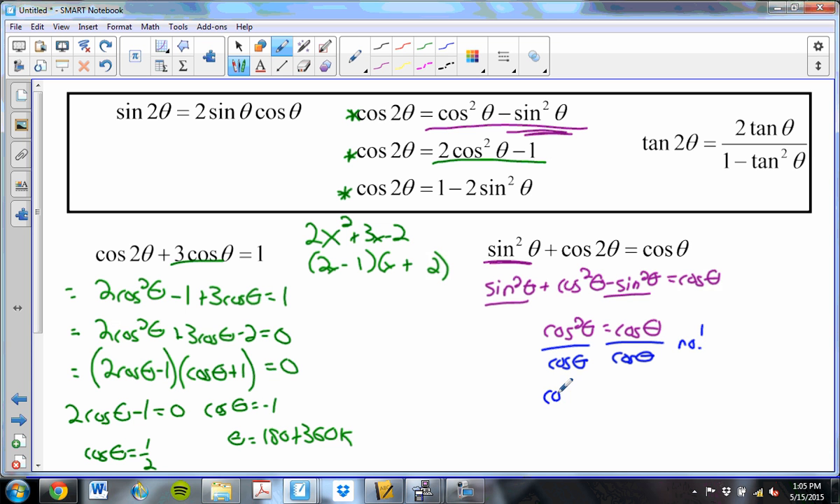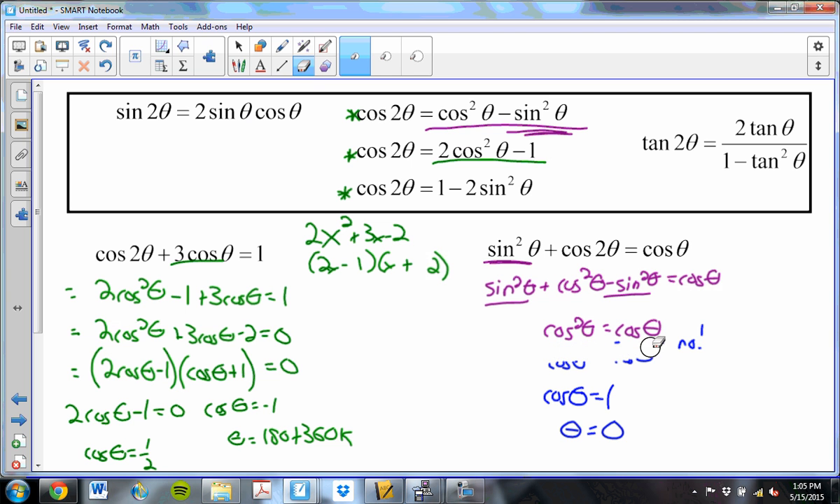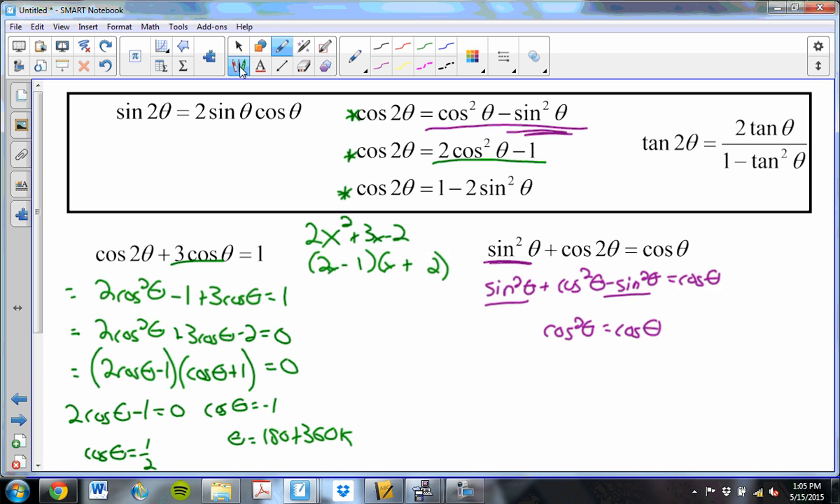You end up with cosine theta equals 1, which means that theta must be 0. And that's correct, 0 will solve this equation, but it's not the only solution. There are other solutions, and when you divide by cosine theta, you end up getting rid of some of those solutions. You should never divide by a variable in such a way that the variables get canceled somewhere. When that happens, you're causing problems. So instead, I'm going to get everything on one side. And then, of course, I'm going to factor, because that's pretty much all we do anymore.